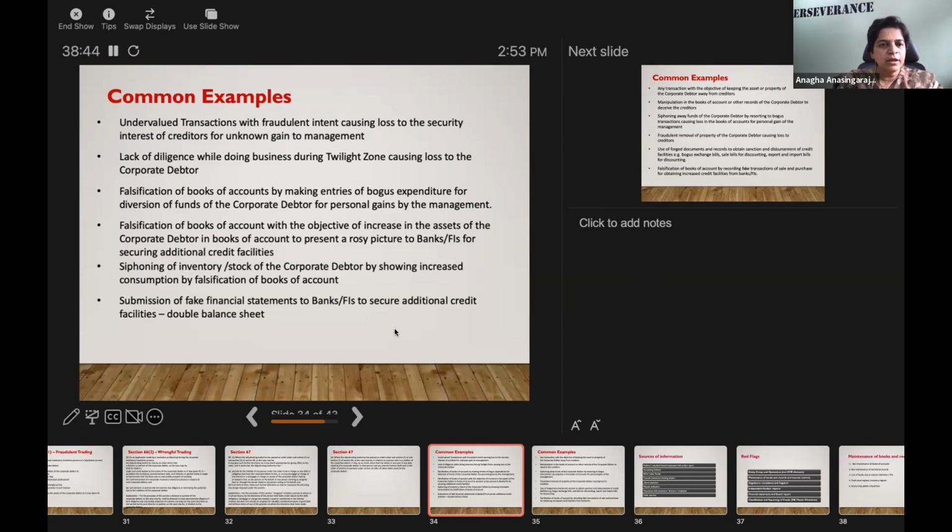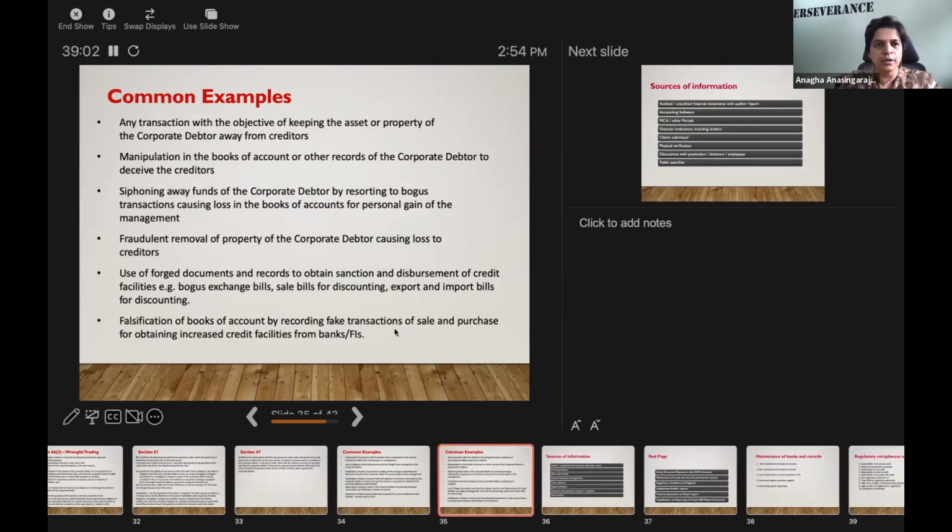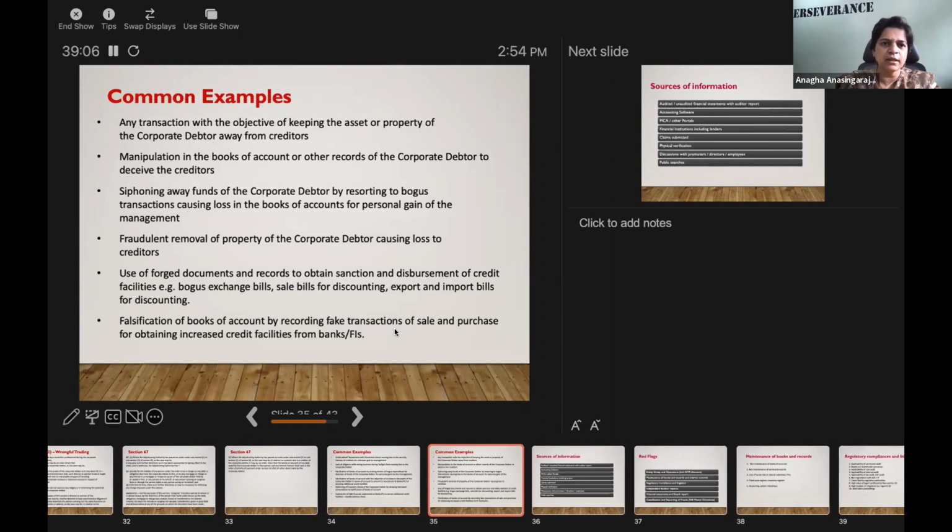Siphoning of inventory or stock of the CD by showing increased consumption by falsification of books of accounts. Submission of fake financial statements to banks or financial institutions to secure additional credit facilities. So giving two balance sheets, one used to be given to the banks and one used to be given in the ROC. Then any transaction with the objective of keeping the asset or property of the corporate debtor away from the creditors. Manipulation in the books of accounts or other records of the CD to deceive the creditors. Siphoning away funds of the CD by resorting to bogus transactions, causing loss in the books of accounts for personal gain of the management. Fraudulently removing the property of the CD, which will cause loss to the creditors.